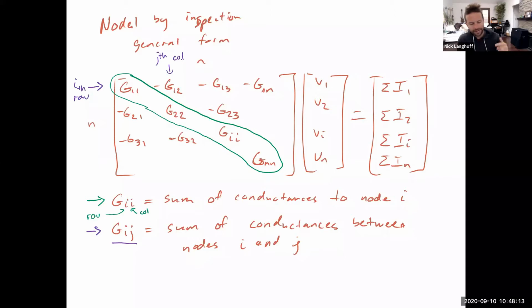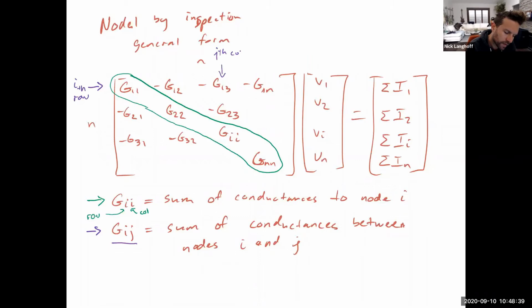You put in the negative of the conductance of the path between the two nodes. So if it's the first row and the second column, like I've got pointed there, it's the negative of the conductance of the path between nodes 1 and 2. If it's the first row and the third column, then it's the negative of the conductance between nodes 1 and 3. And if there's no conductance between them, i.e. there's no path between those nodes, then the conductance is just 0.